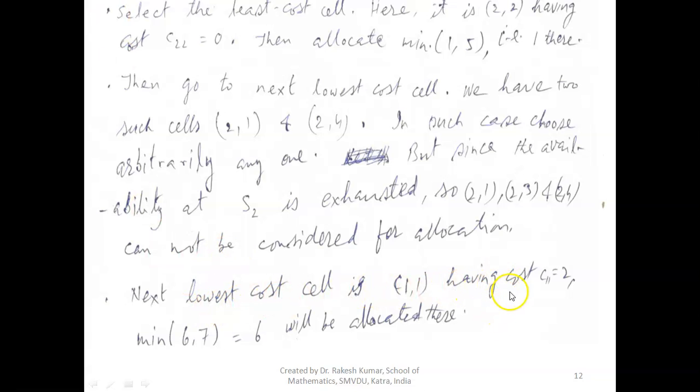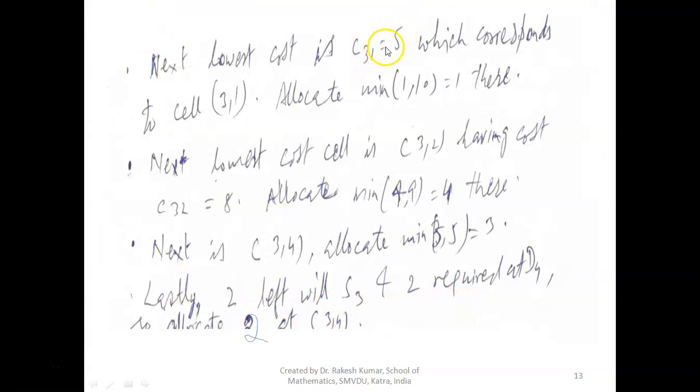Next cell is this one, and the minimum of 6 and 10 is 6, so 6 will be allocated there. Next lowest cost cell is C31, having cost 5, and the minimum of 1 and 10 is 1, put over there. Next lowest cost is this, and the minimum of 4 and 9 is 4. Next is 3 4, allocate minimum of 3 and 5, that is 3. And lastly, 2 left with S3 and 2 required at D4, so allocate 2 units at cell 3, 4.